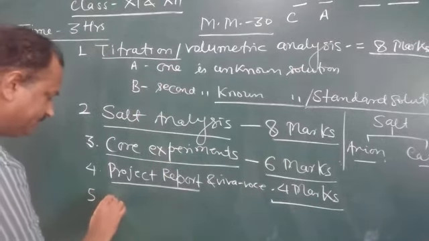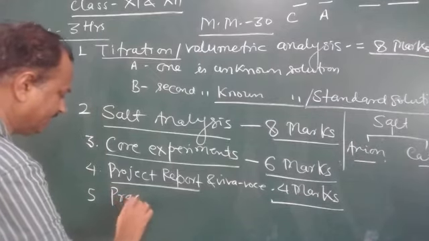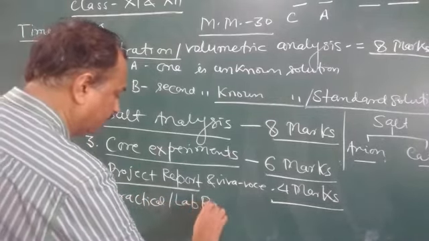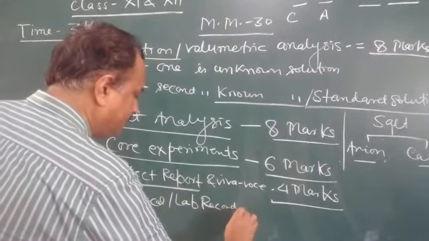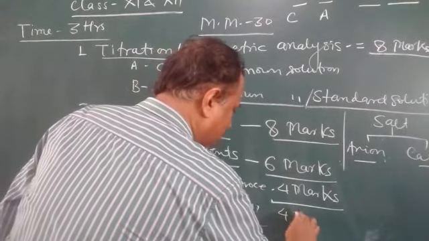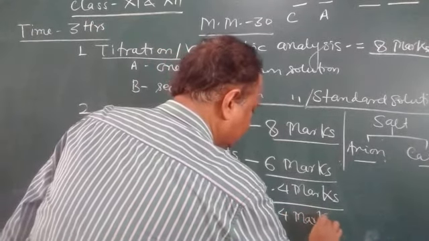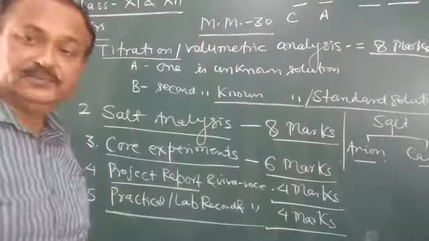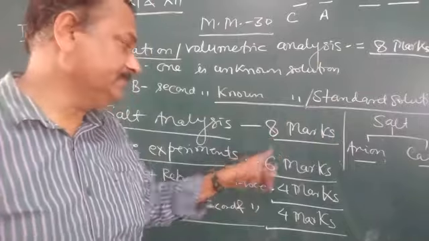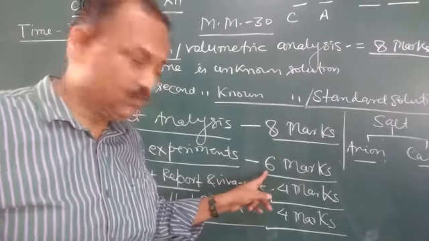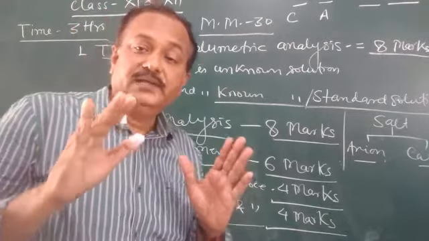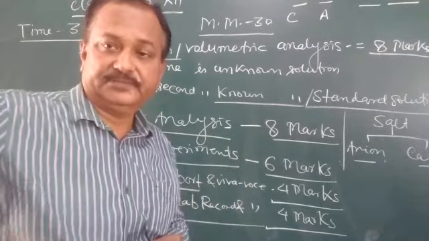Now the last part is the practical or lab record and viva. This also carries 4 marks. So total here 8, 16, then 6, 22, and this comes out to be 30. So this is the scheme of examination.